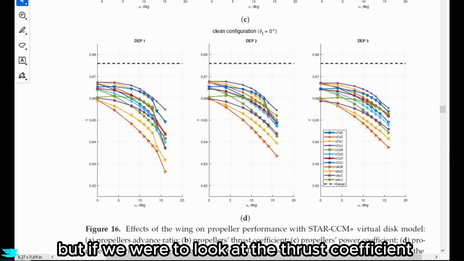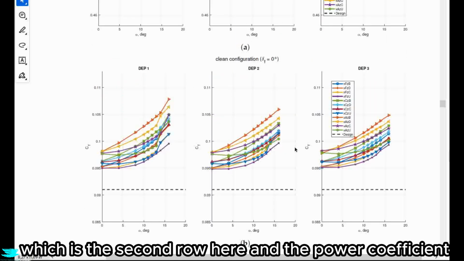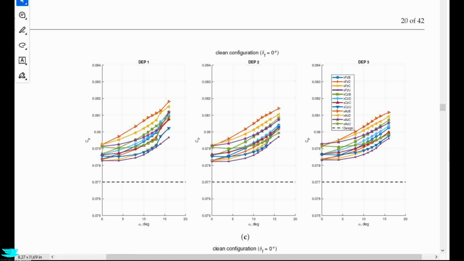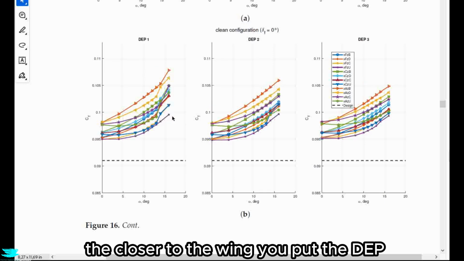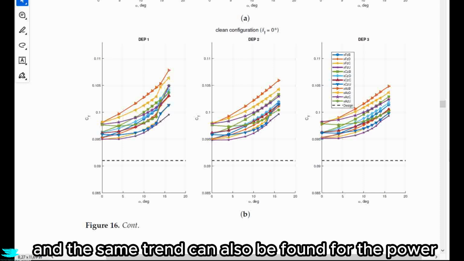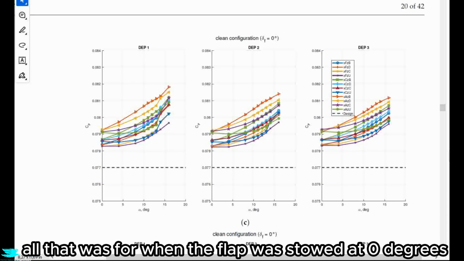But if we were to look at the thrust coefficient, which is the second row here, and the power coefficient, which is the third row here, it is clear that each propeller is performing better and not just as efficiently. So for the thrust coefficient, which is this second row here, the closer to the wing you put the prop, the better and higher you put it, the better it performs. And the same trend can also be found for the power coefficient. And all that was for when the flap was stowed at 0 degrees.